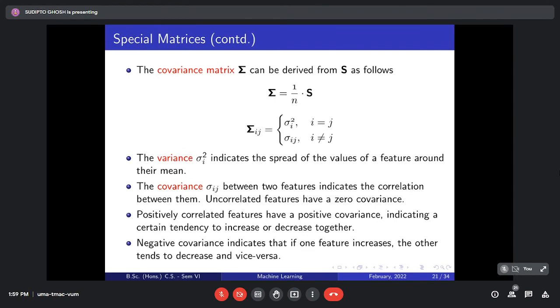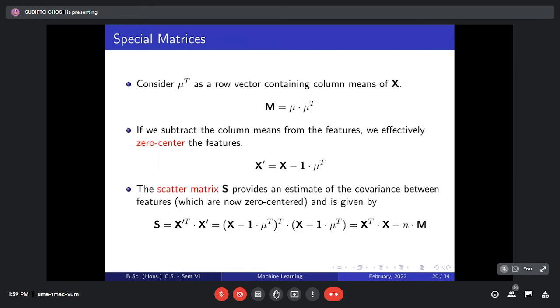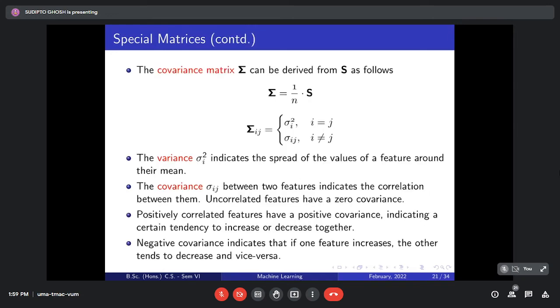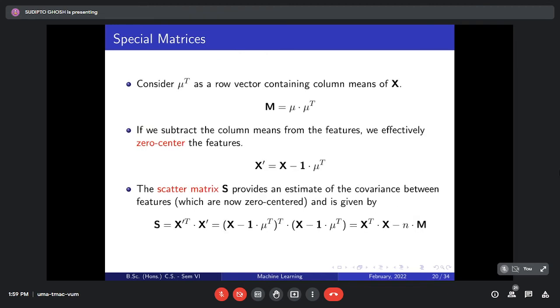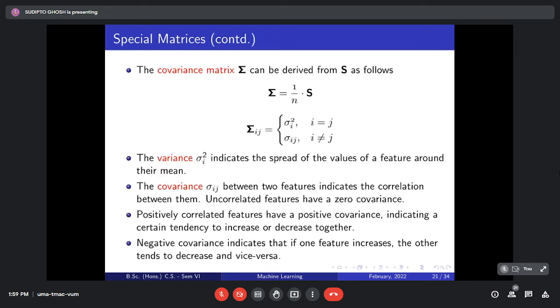Again, next, I am asking you to note down another matrix, sigma. You call it the covariance matrix, and that can be derived from S. In the previous slide, I said the scatter matrix S provides an estimate of the covariance. Now I am saying sigma is a covariance matrix that can be derived from S as 1 over N times S will be my sigma, the covariance. So you can see that the scatter matrix S will just contain N times the covariance, because if the covariance is 1 over N times S, then S contains N times the covariance.